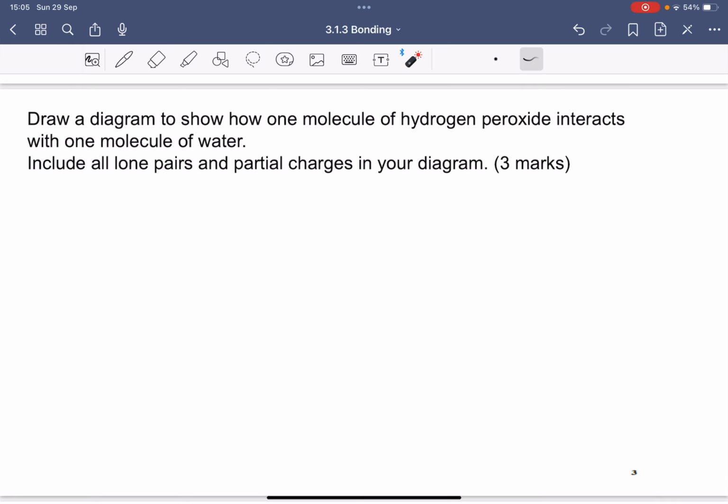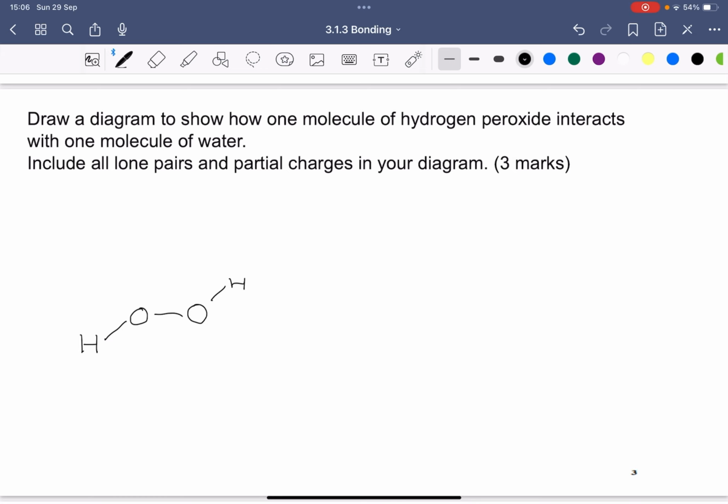Here's an exam question for you to try. Draw a diagram to show how one molecule of hydrogen peroxide interacts with one molecule of water. Include all lone pairs and partial charges in your diagram. You probably don't know the structure of hydrogen peroxide, so I'm going to draw that for you so that you can use it. It just looks like this. Now have a go at answering the question.